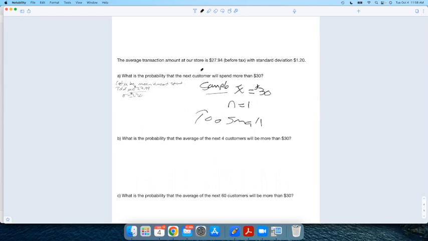If the question said the population is normal, then this would be a chapter 5 problem. We can make predictions about any size sample, even 1. Same thing here. 4 customers, still too small. N is too small.